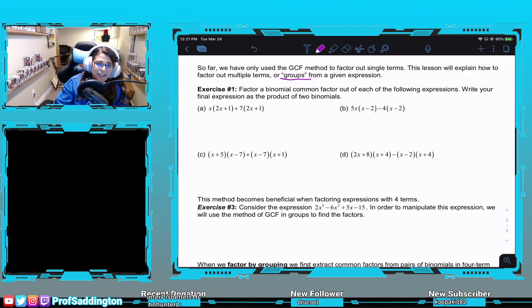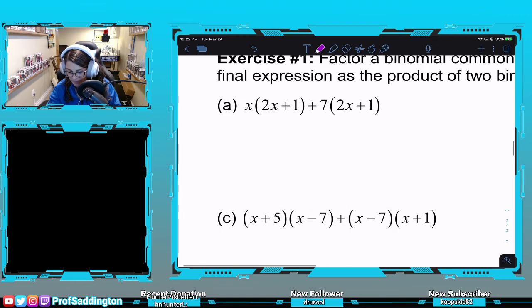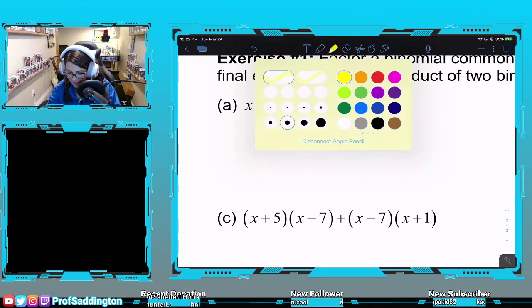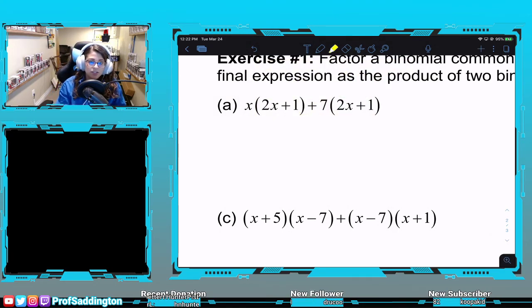Factor a binomial common factor out of each of the following expressions. Write a final expression as the product of two binomials. So, let's look at example A. I'm going to get out my highlighter here. So if you notice, both of those binomials are exactly the same.